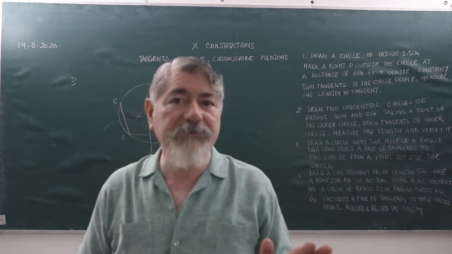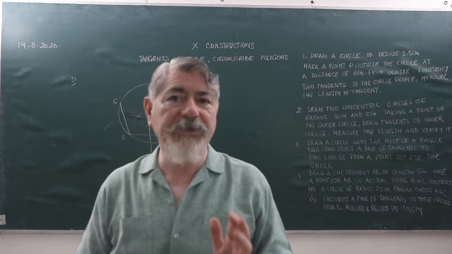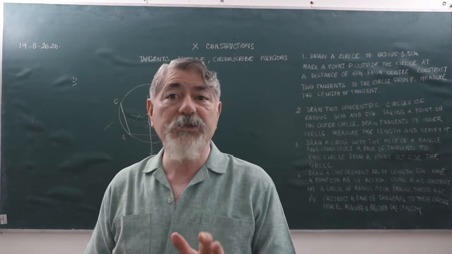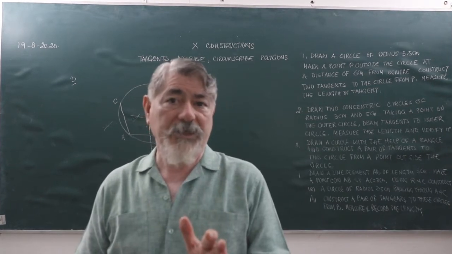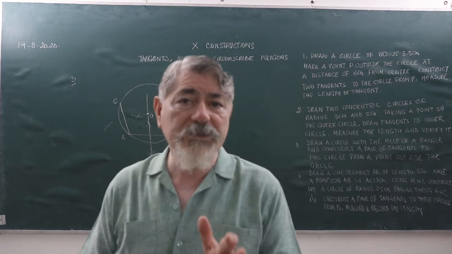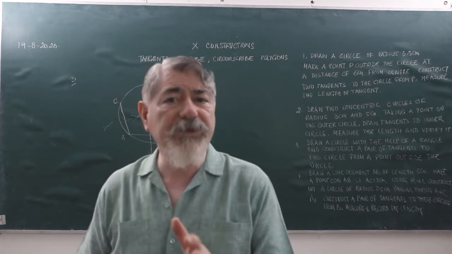And that is the property we are using. Also, we are using the locus property, to find the locus of a point which is equidistant from two fixed points.